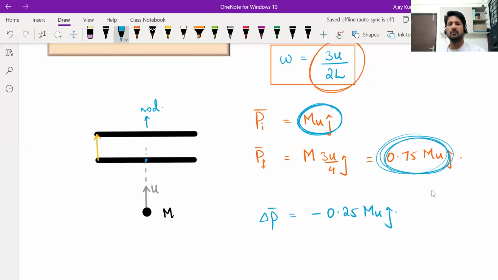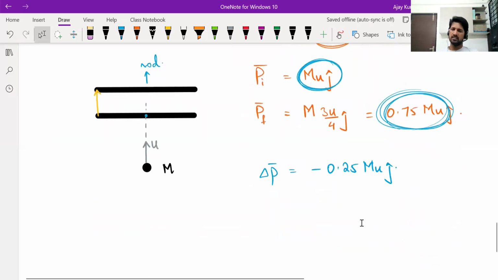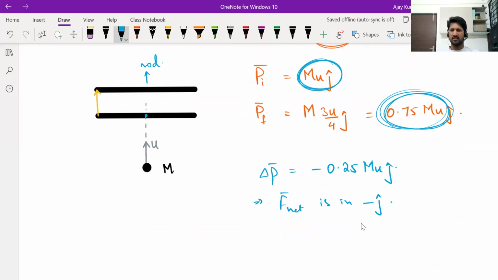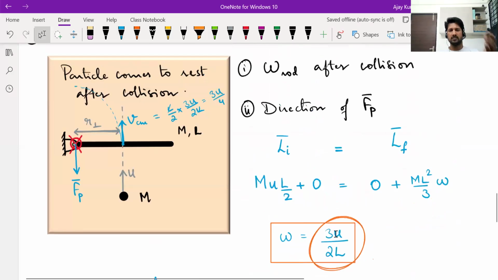Okay, change in momentum is minus 0.25 mu j cap. Minus j cap means downwards. Change in momentum is downwards, which means the net force is in the minus j cap direction. Whatever is the direction of net force, the same is the direction of change in momentum. And what is the net force on this system? Pivot force. That way also, mathematically, you can tell which way the pivot would have exerted a force. Is this clear to all of you?